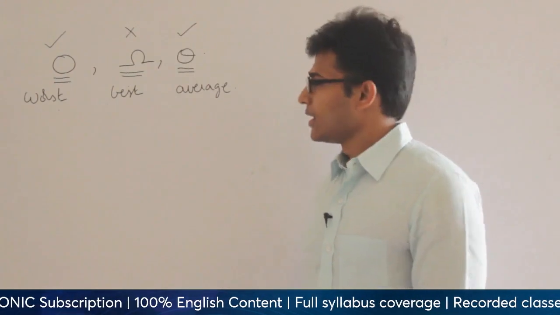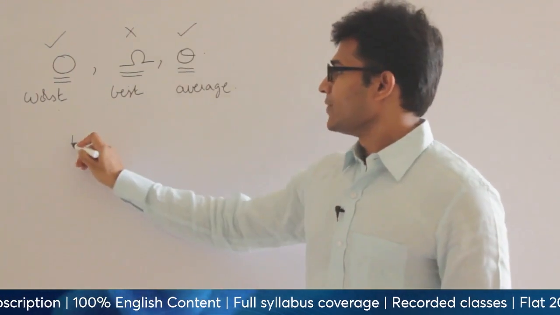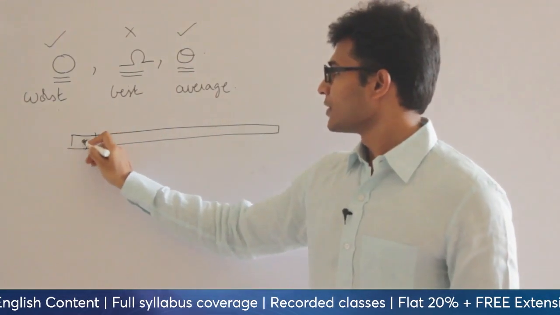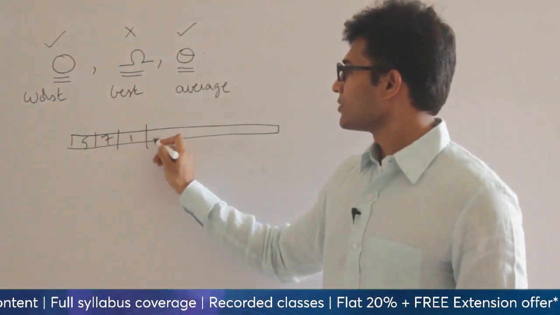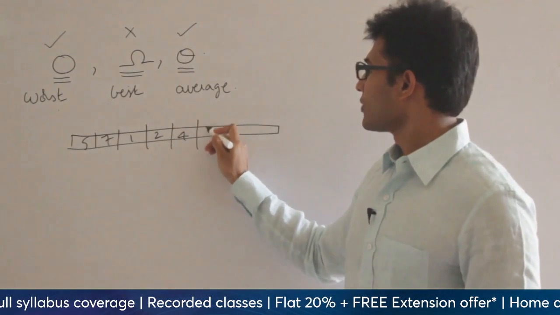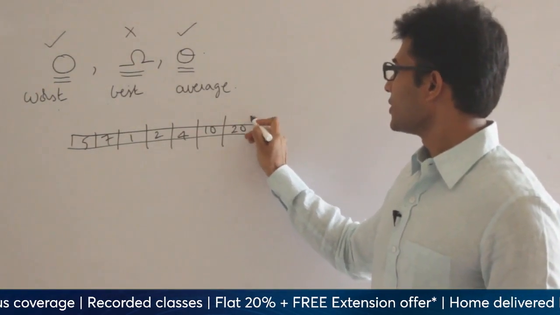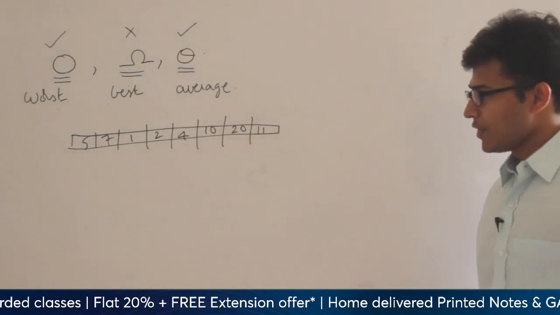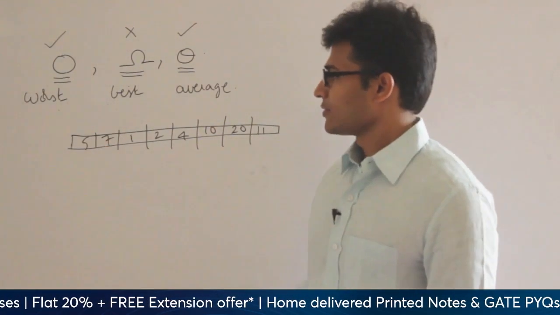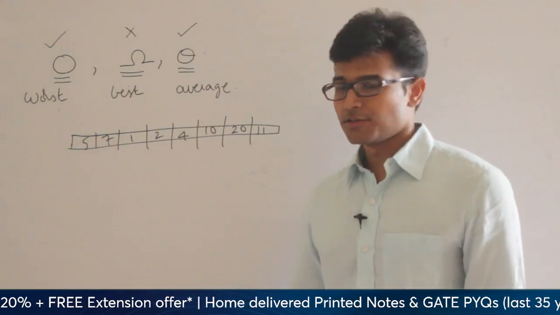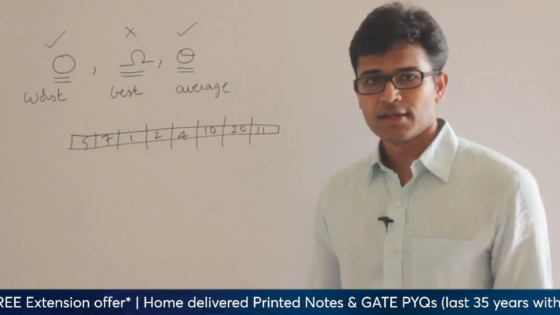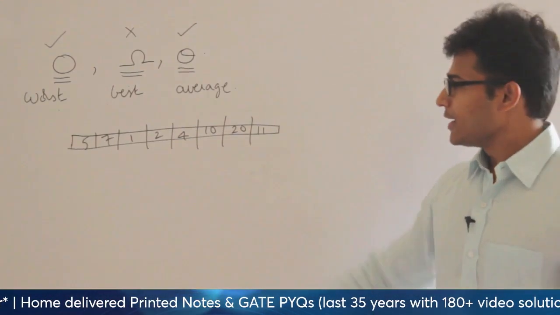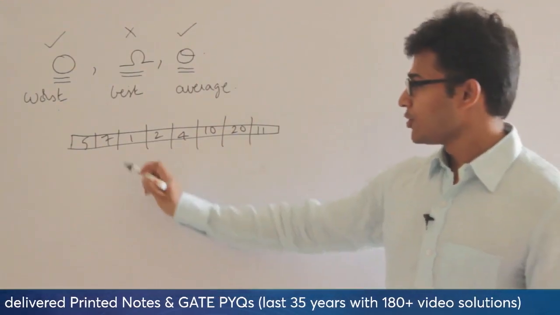Assume that we have an array of numbers like this: 5, 7, 1, 2, 4, 10, 20 and 11. Now we have to search for an element. Given this input, let us assume that the size of this array is n. Let us say I want to search for an element. Then in the best case, I'm going to use linear search.